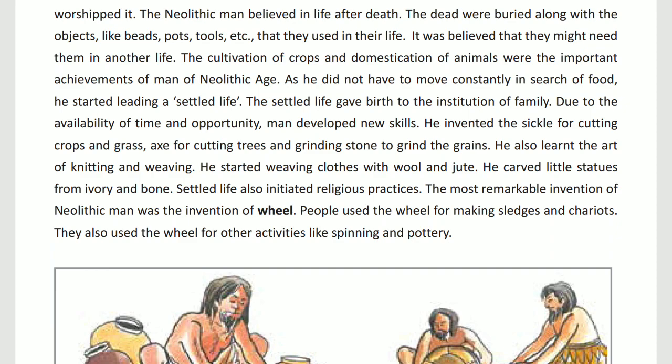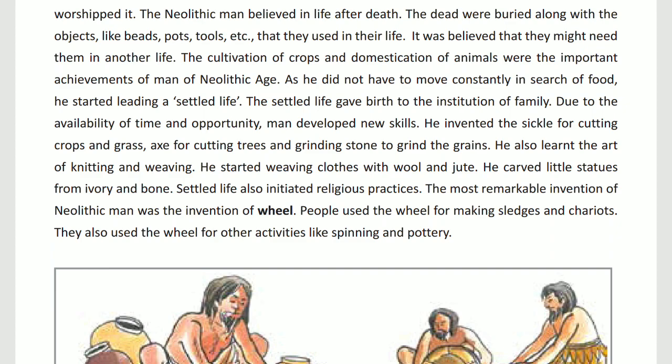skills. He invented the sickle for cutting crops and grasses, axe for cutting trees. Nowadays also we are using it. Axe for cutting trees and grinding stones to grind the grains. गेहूं जो पीसा जाता था with the help of stones grinding. In the village also, some of the family members were using that stone grinder.